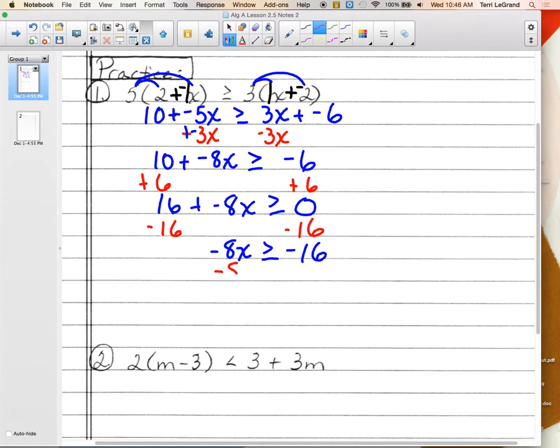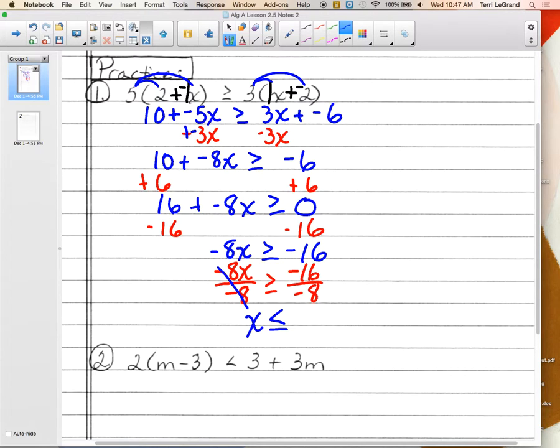Yeah, we divide both sides by negative 8. So negative 8x gets divided by negative 8 to get that x alone, and negative 16 gets divided by negative 8. Cody? And your greater than or equal to changes to a less than or equal to. Yeah, we're going to have to switch our symbol because we divided by a negative, so it's going to become is less than or equal to.